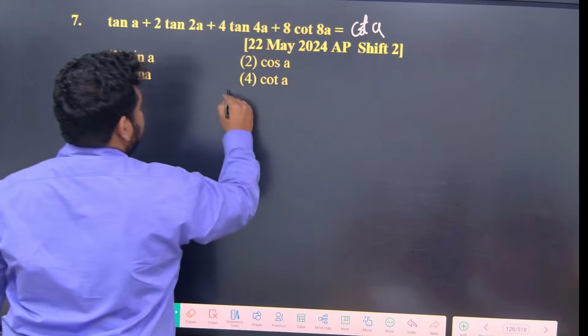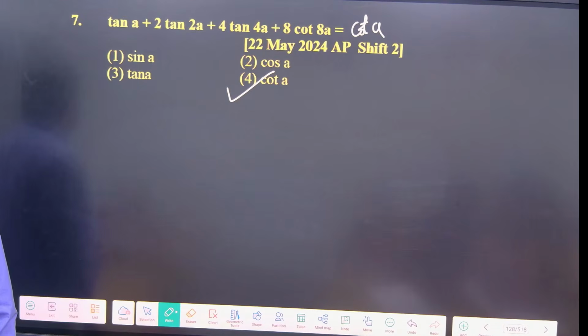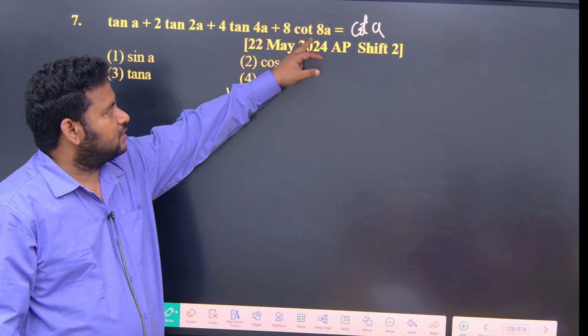The answer is option 4. That's all. Directly they have asked, correct? Directly from the result itself they have asked. So this is 2 power n into cot 2 power n a.